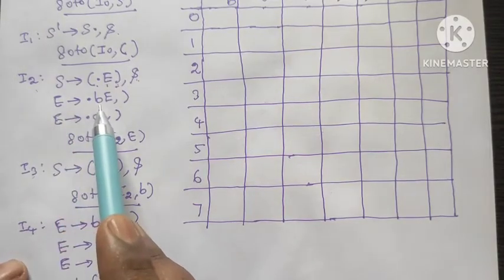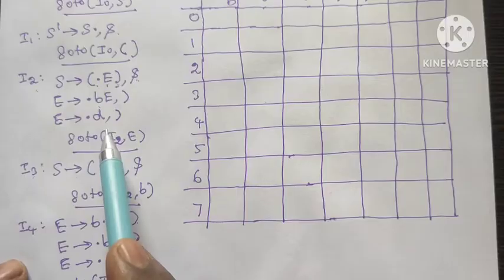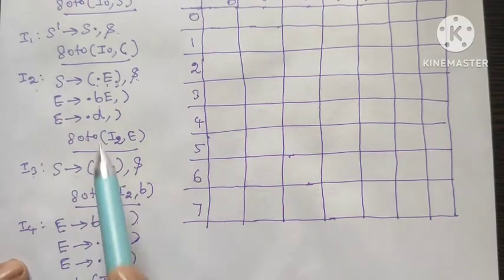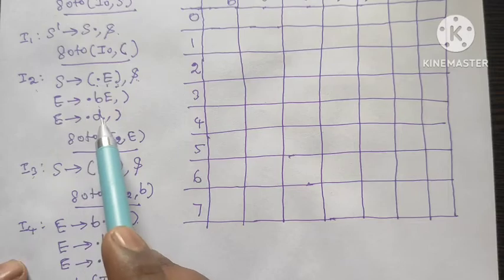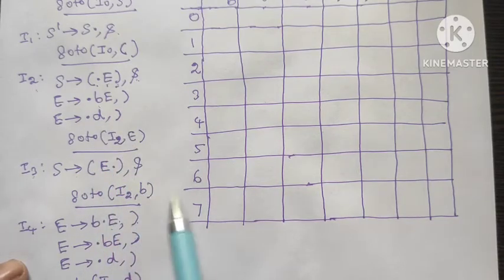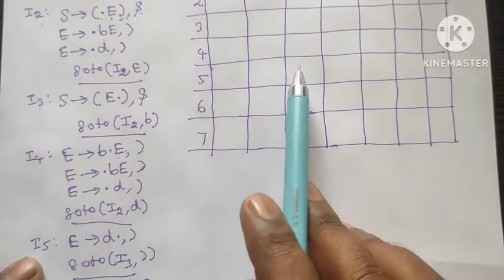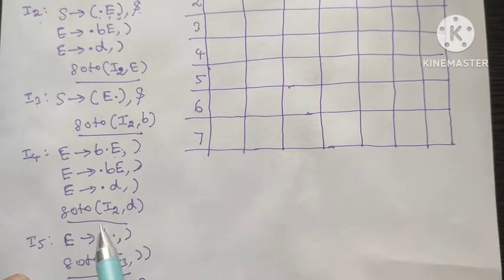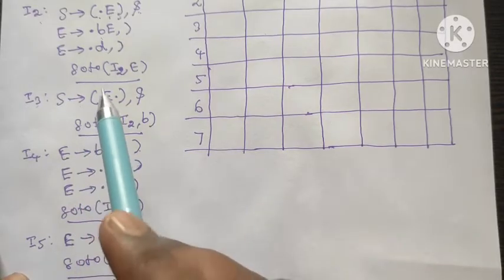Okay. Now you go to I2. We have to process D here. So goto of I2 comma D. I2 comma D means we place this dot one step on the right. It will become D dot close bracket. So goto of I2 comma D is E tends to D dot close brackets. I name this as item set 5. Now item set 2 has been completed.